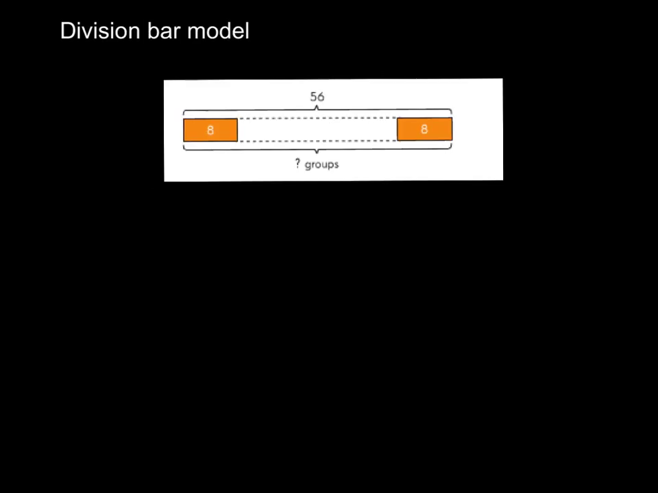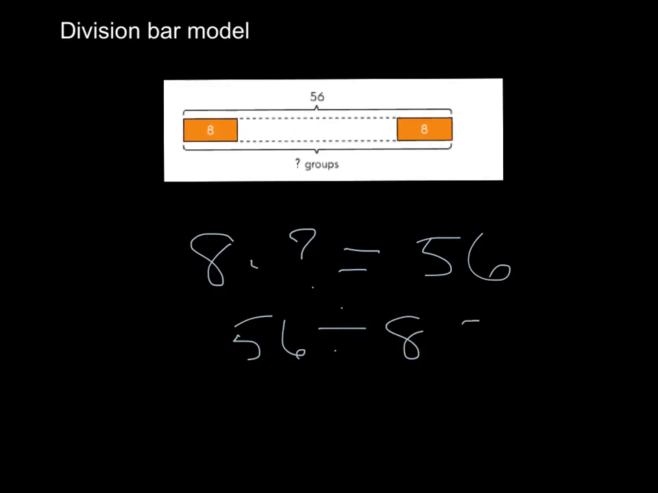This is another look at a division bar model. Before, my division bar model had the total, and here I have the total of 56. But then I know how many are in each group. There are 8 in each group, but I'm looking for how many groups there are. So if you want to think about the multiplication, it would be 8 times the number of groups is equal to 56, or you could think of it as 56 divided by 8 is equal to the number of groups, so 7 is equal to the number of groups.